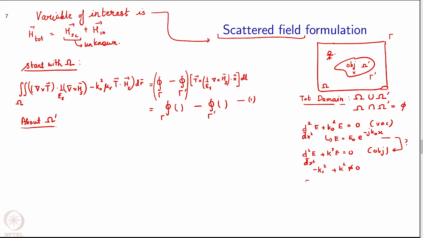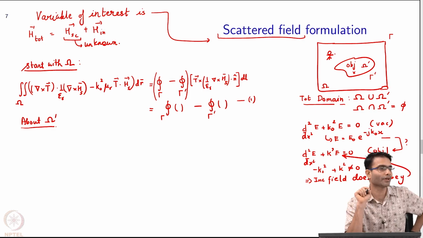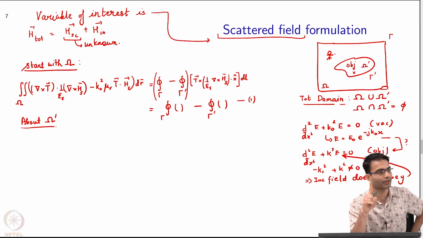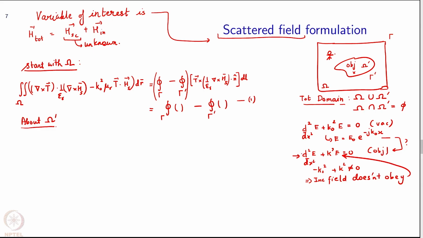So, this implies that the incident field does not obey it, but what obeys Maxwell's equations in the medium? The total field, right? That is why it makes no sense to break it up into incident and scattered inside the object. Inside the object there is one field which is the solution to this equation. Okay. Simple 1D example gives us this proof, right.